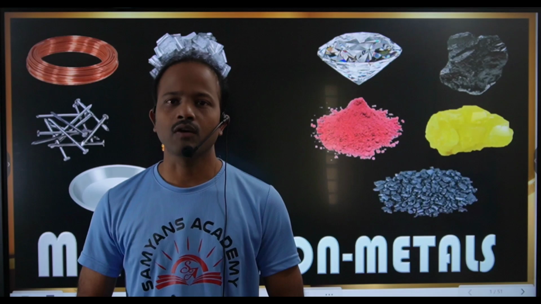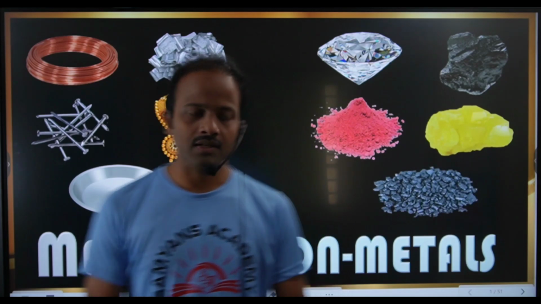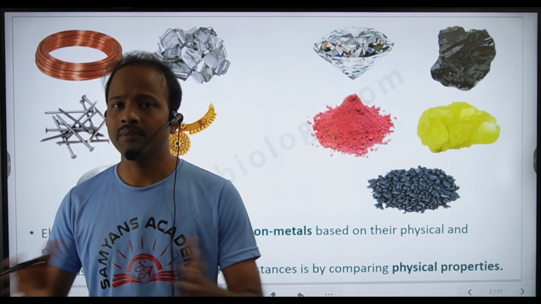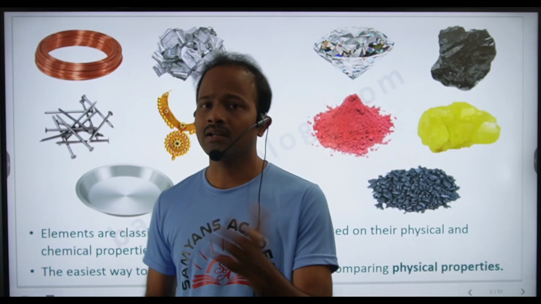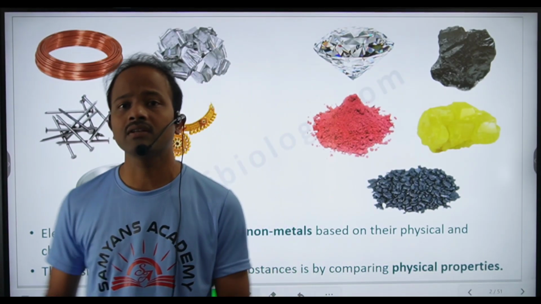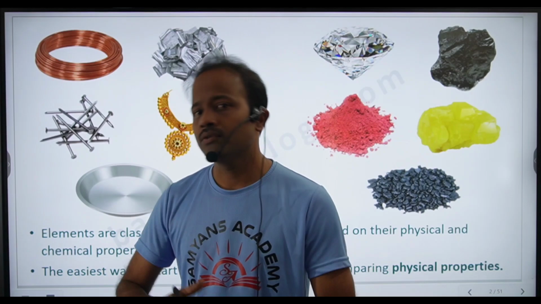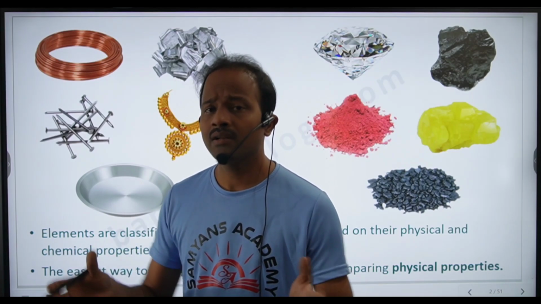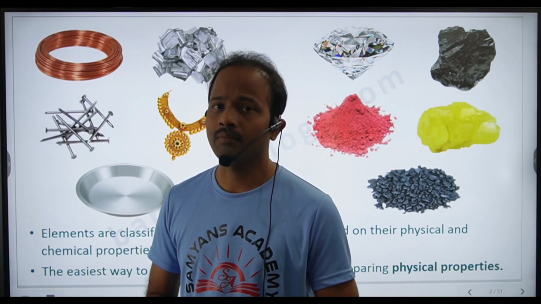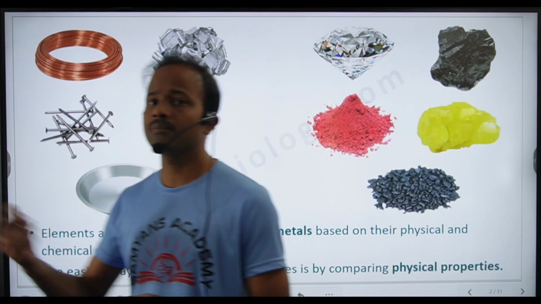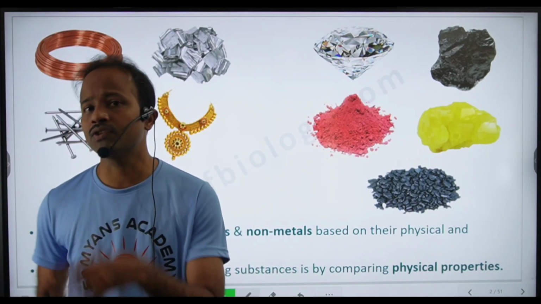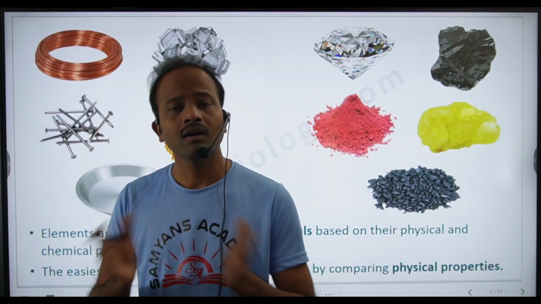In this session we are going to discuss metals and non-metals from class 10. Let us start now. Elements are mainly classified into two types, metals and non-metals. Then how can we differentiate these metals and non-metals? By using their physical properties. By looking at physical properties we can easily identify which one is metal and which one is non-metal.